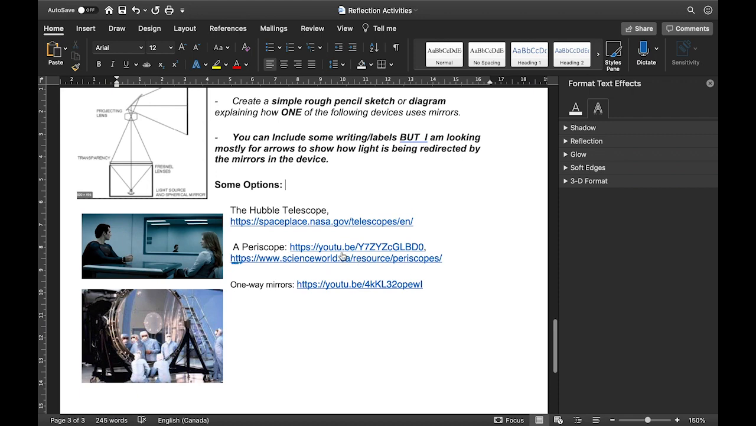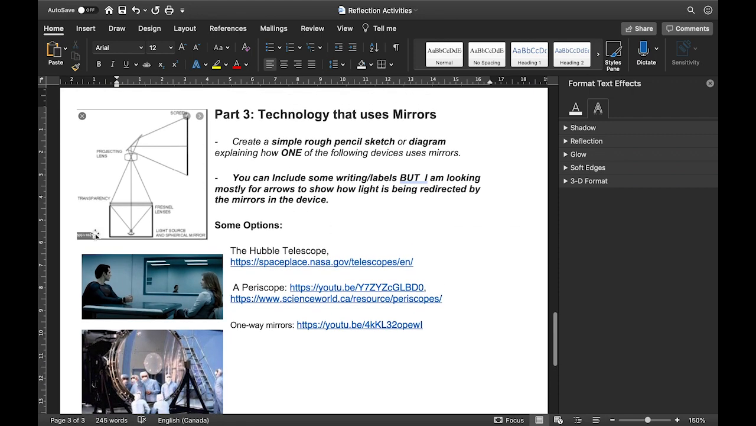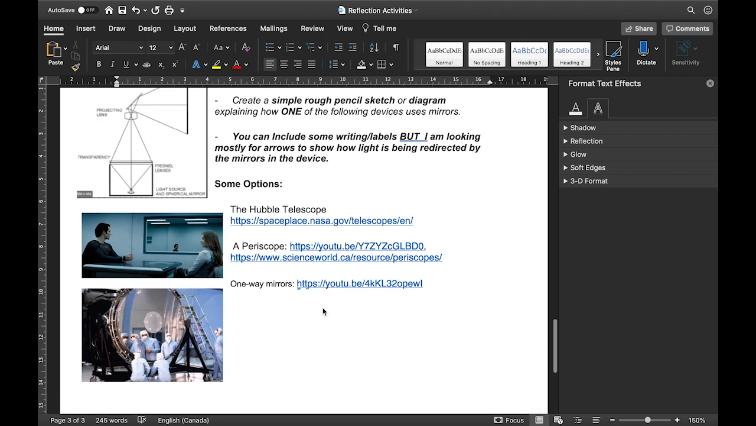All I want you to do for this is don't go overboard. But I'd like you to create a little diagram showing me where the mirrors are placed and how the light's being reflected. You can include maybe 3 to 4 sentences about how it's working, but it doesn't need to be super detailed. It's just to get you exploring how these things work. Not all telescopes use mirrors, so make sure that you're either looking at a telescope that uses mirrors and maybe some lenses, or looking specifically at the Hubble telescope, because there are some telescopes that only use lenses.